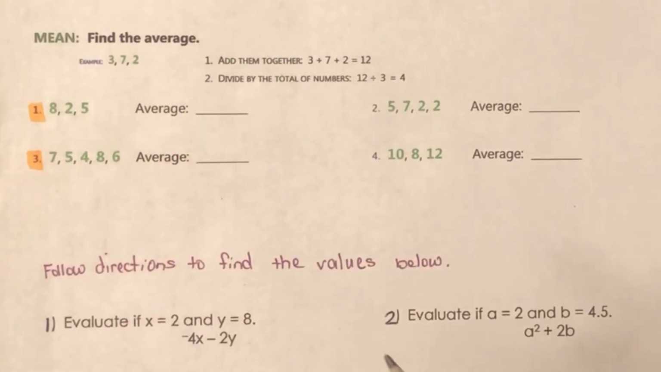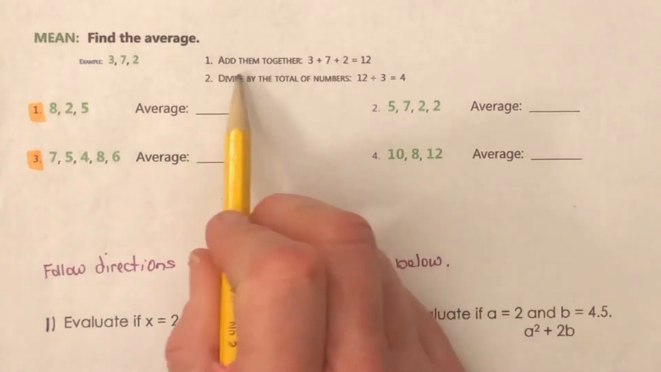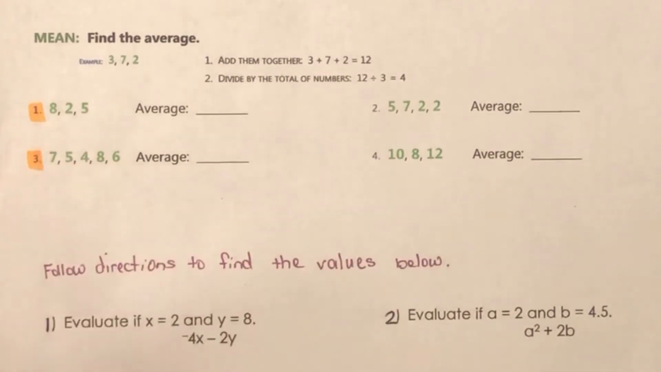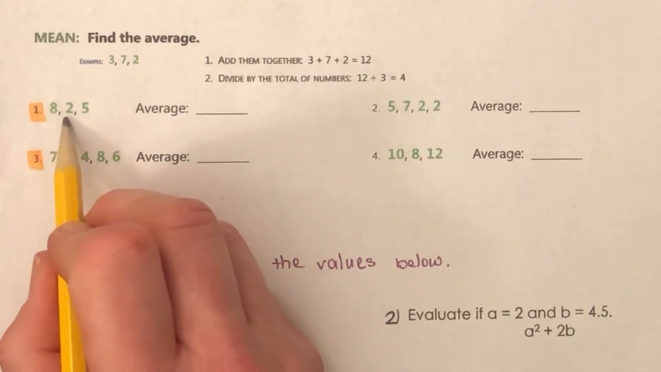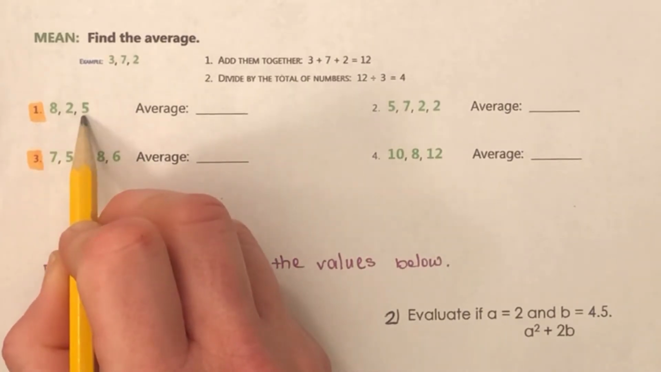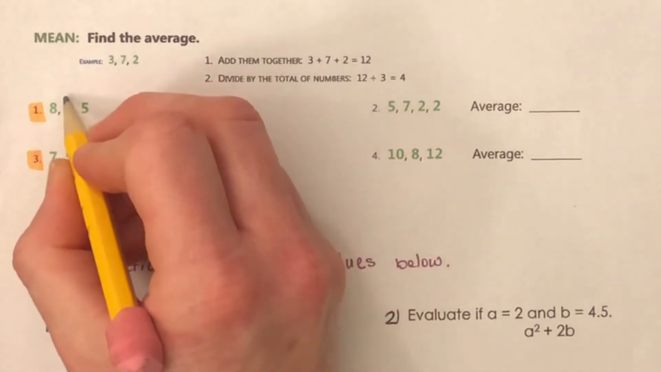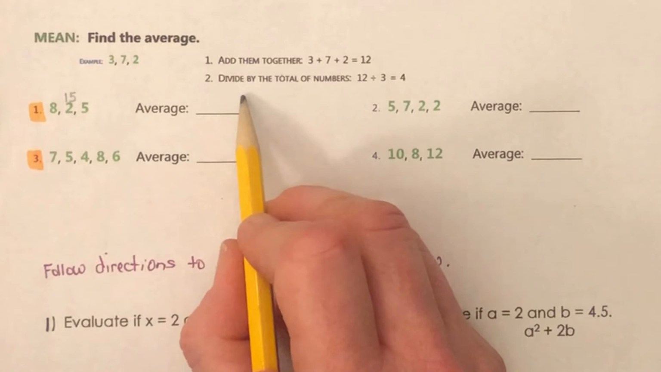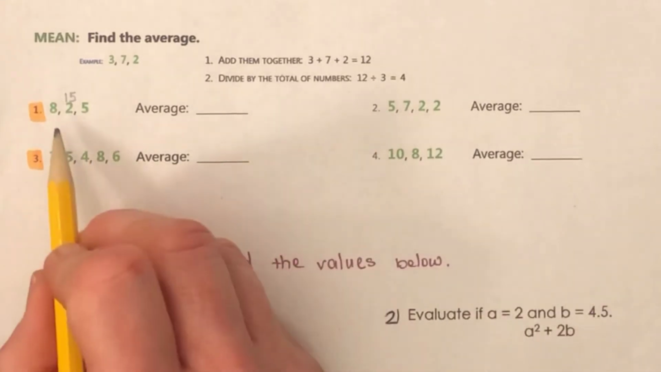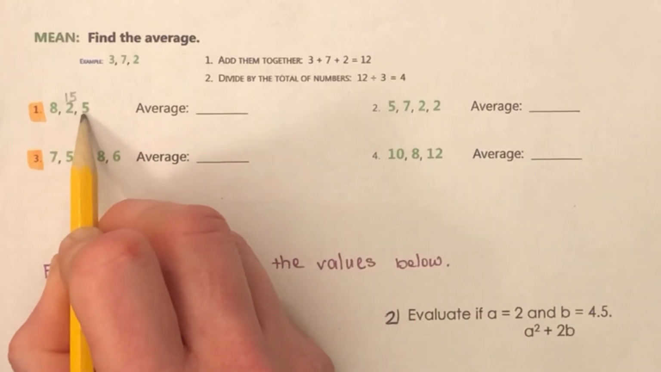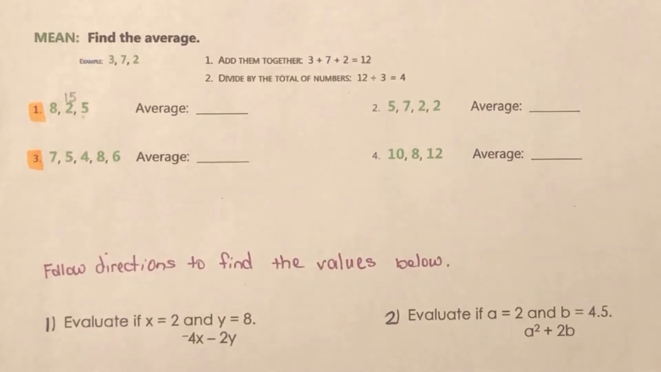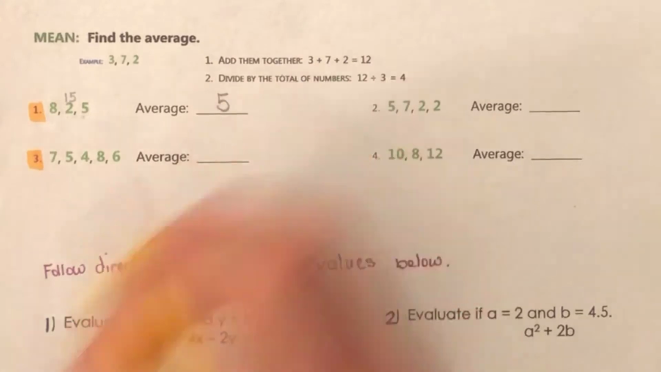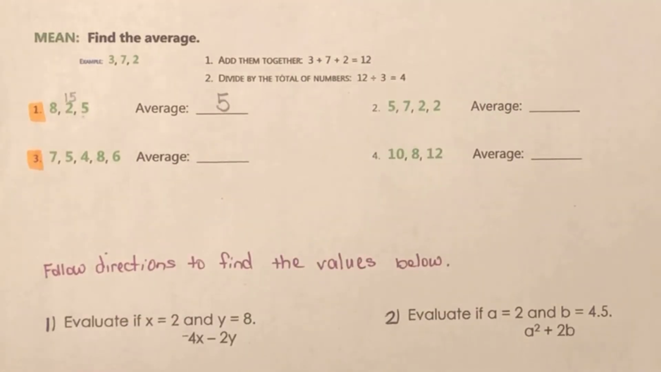Now for average, and if you forget the steps, they're written right here. You add them all together. 8 plus 2 plus 5 is 15. Divide by the total of numbers. There's 1, 2, 3 numbers. 15 divided by 3 is 5. The average is 5. See how simple that is?